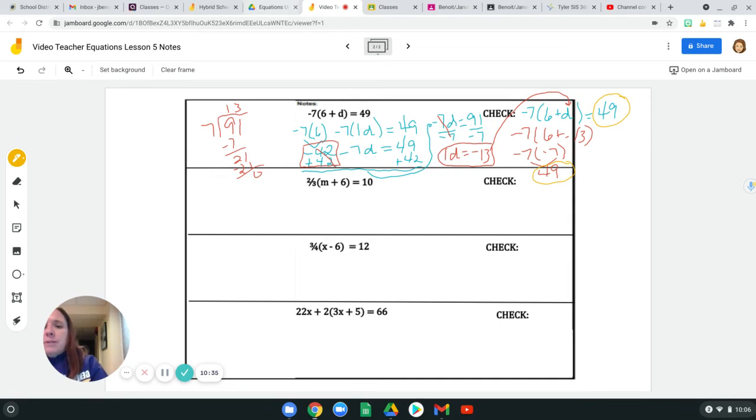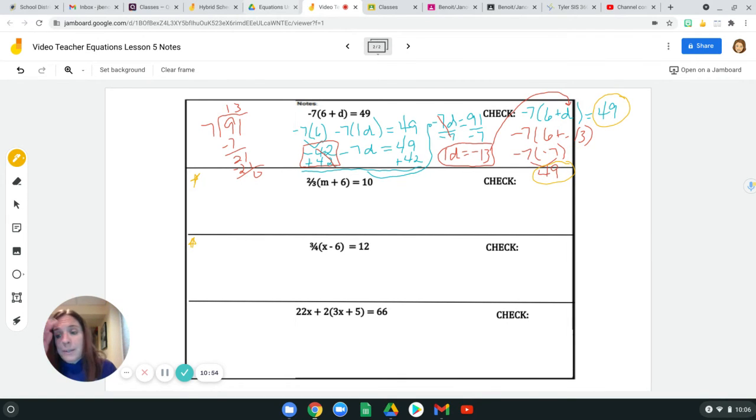Now we're going to skip these two in the middle for right now, but don't cross them out. That will be part 2. That will be a separate video. And we're going to go down to the last one. 22x plus 2 times the quantity 3x plus 5 equals 66.